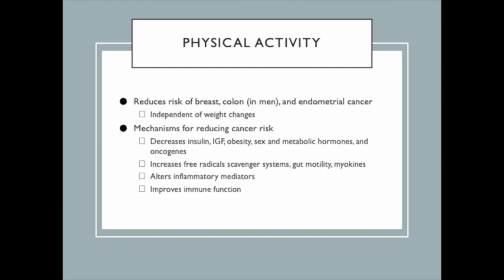But there are also some biological mechanisms that suggest that physical activity can protect against cancers of the breast and endometrium because it decreases insulin and IGF levels, and it decreases your obesity. It alters inflammatory mediators, which will then decrease oncogenes. It will decrease the levels of circulating sex hormones and metabolic hormones as well, which will improve your overall immune function and enhance the cytochrome P450 activity, which modifies carcinogen activation.